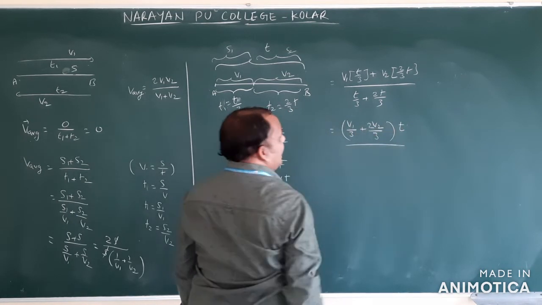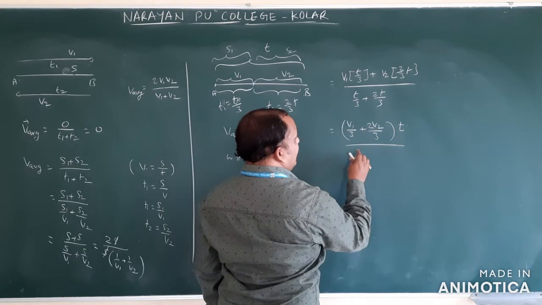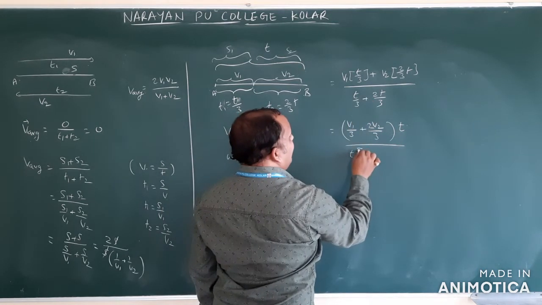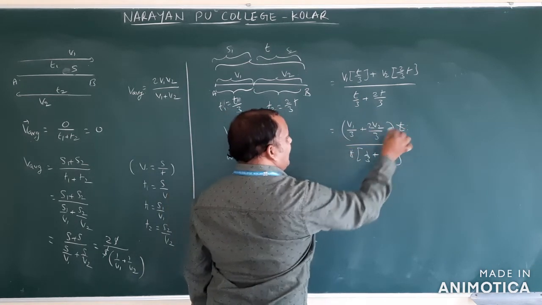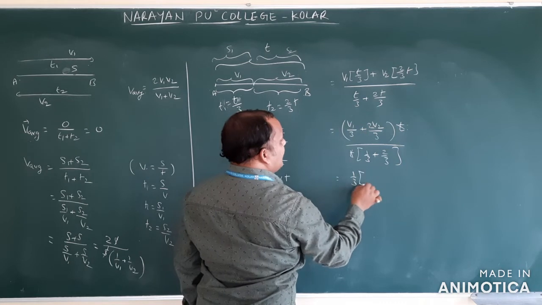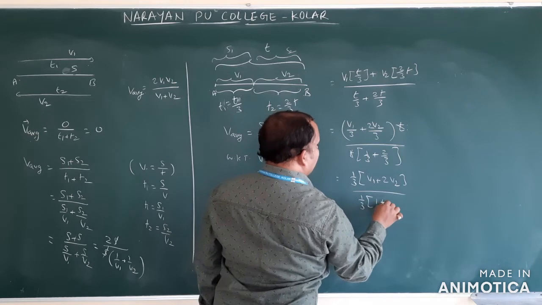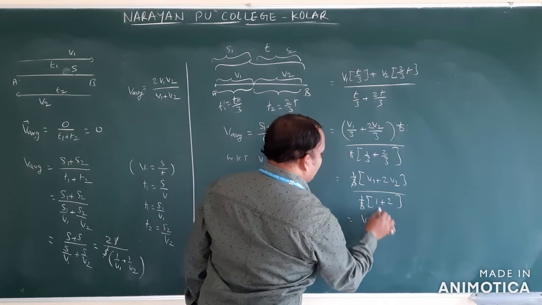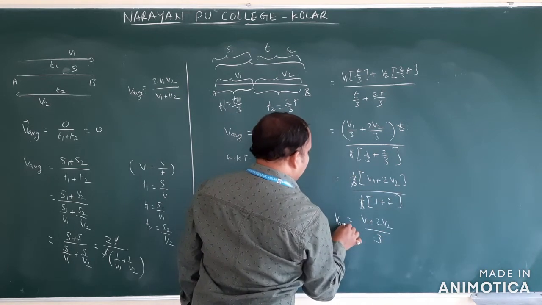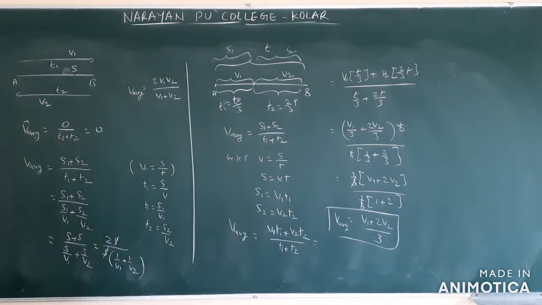I have taken T common, so T we can write outside, by 3 also we can write. Next step, here also we can write T first, 1 by 3 plus 2 by 3. T will be cancelled. If you take 1 by 3 outside, V1 plus 2V2. Here also we can take 1 by 3 common, 1 plus 2. 1 by 3, 1 by 3 will be cancelled. V1 plus 2V2 by, that is nothing but 3. So V1 plus 2V2 by 3. Correct only? So that is example 5.